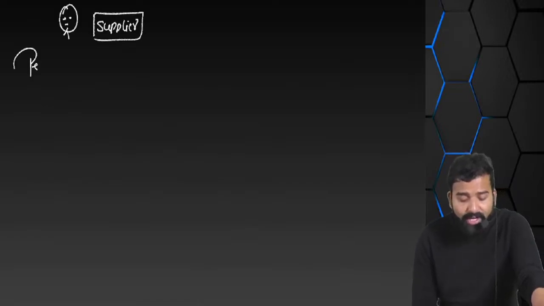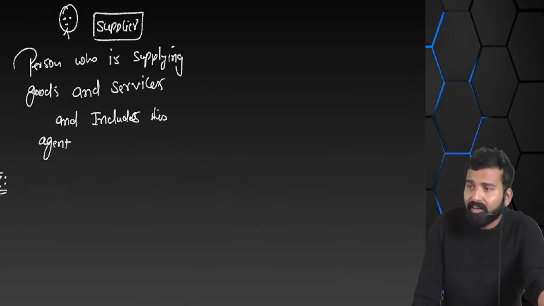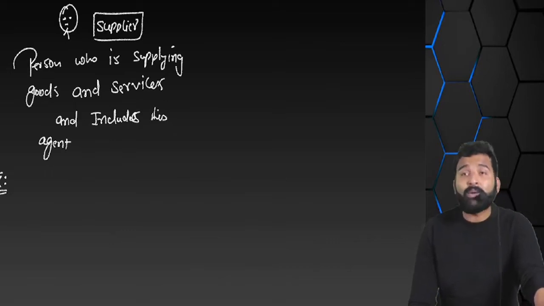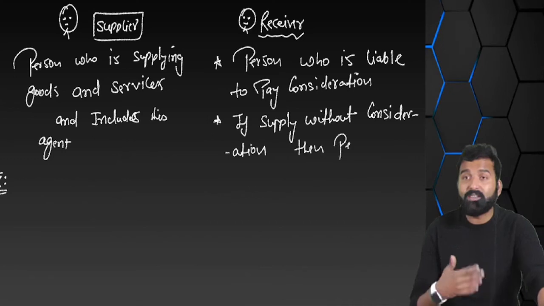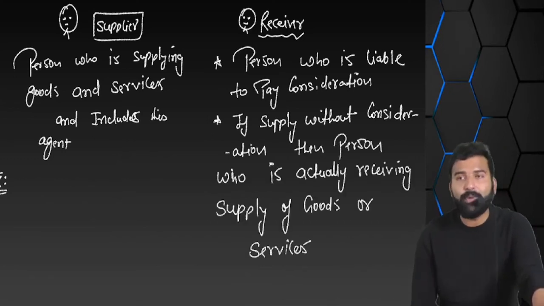After that, we discussed that there are two parties in a supply. The first is called the supplier and the other is called the receiver. The supplier is the person who is supplying goods and services. But what is the meaning of receiver? The receiver is the person who is actually liable to pay the consideration.